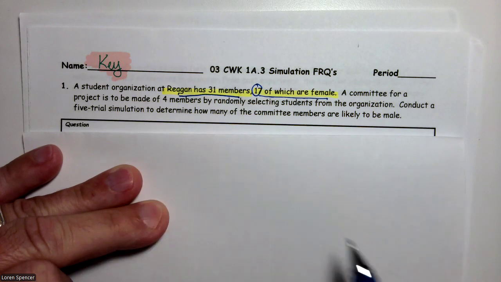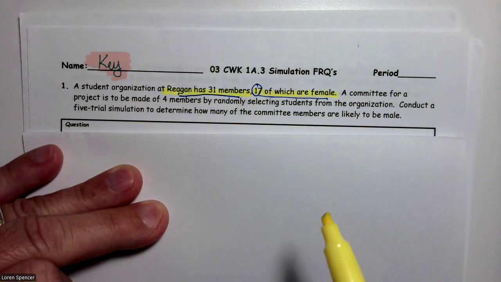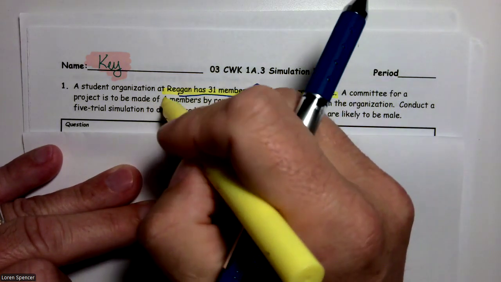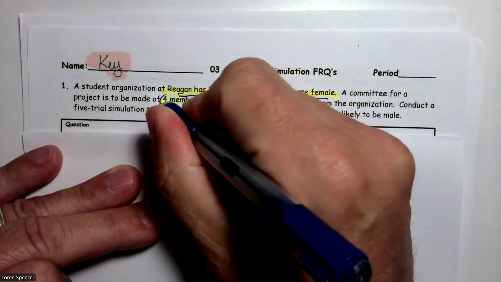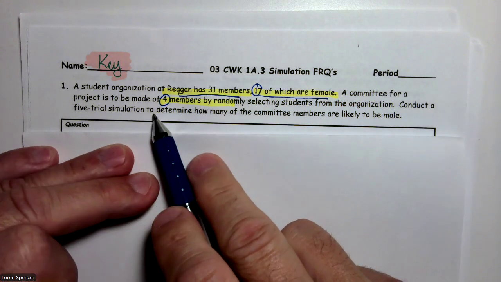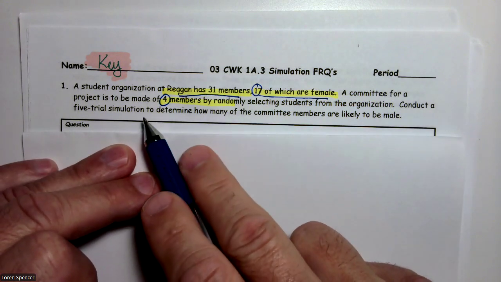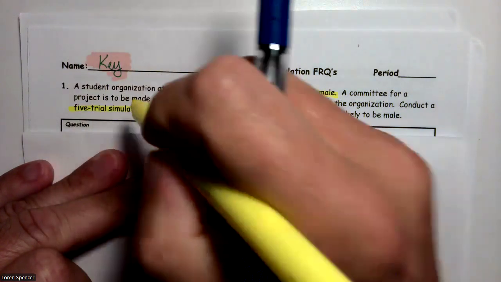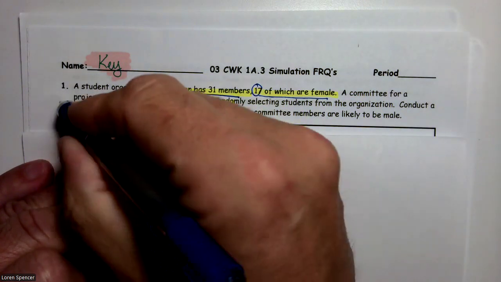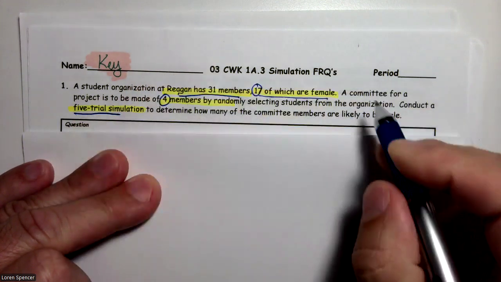A committee for a project is to be made of four randomly selected students from the organization. So of that 31, we're going to randomly select four. That's how many people we're going to need. Conduct a 5 trial simulation. All right, so we're going to conduct 5 trials. Determine how many are likely to be males.